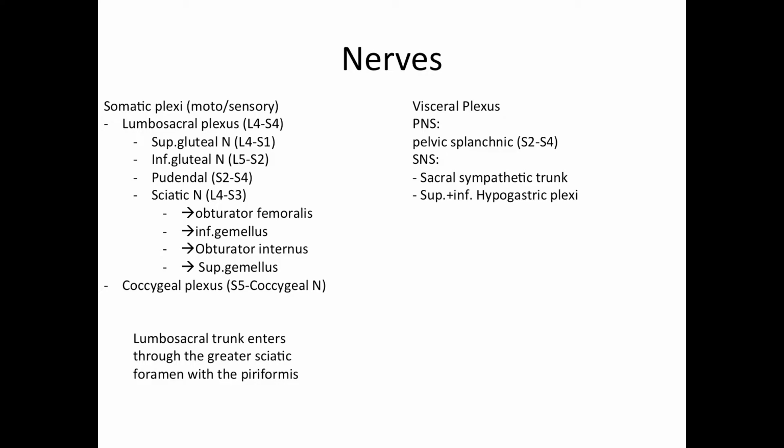And in terms of nerves, there's the somatic versus visceral plexi. Somatic comes from the word soma, which means body, and this is the conscious innervation, and visceral from Latin visceralis, which means the inner part of the body. So this is unconscious innervation. There's the lumbosacral plexus of the somatic plexi, and the coccygeal plexus. The lumbosacral plexus is L4 to S4, and the coccygeal plexus is S5 to the coccygeal nerve. The lumbosacral trunk enters through the greater sciatic foramen with the piriformis.